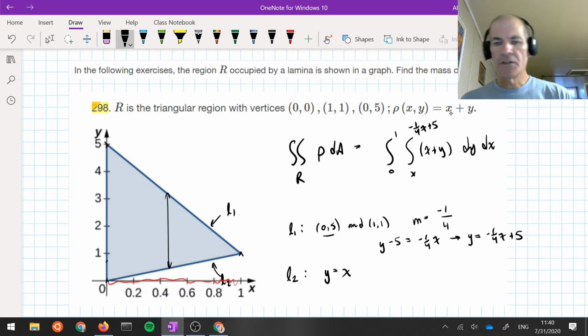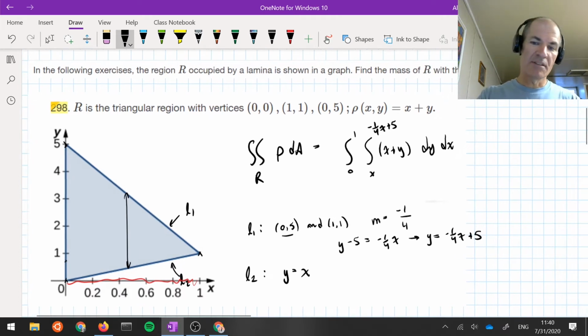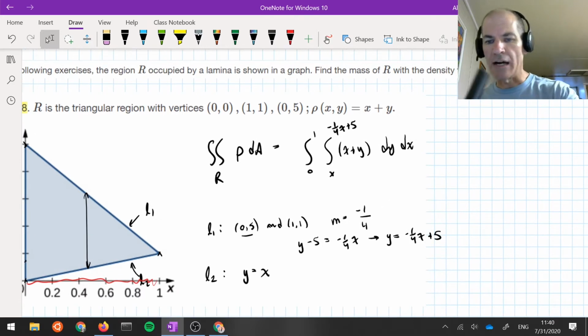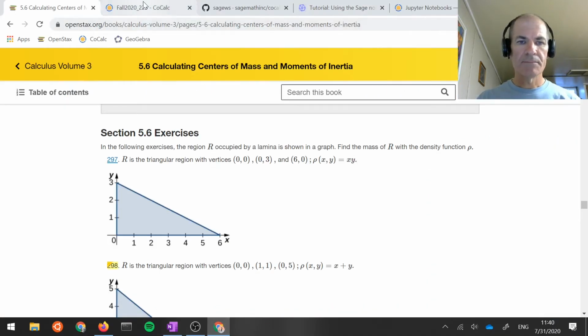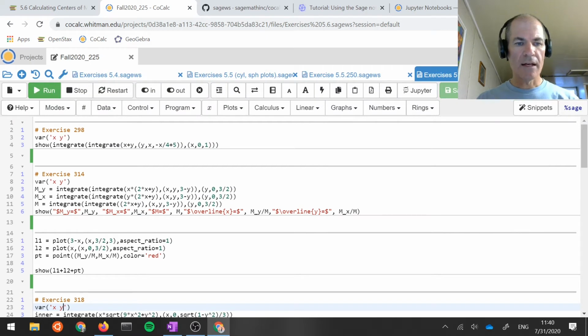This is an integral that you could do by hand, but it's actually still somewhat non-trivial, lots of fractions and calculations. So we'll jump over to Sage and do this integral electronically. So in exercise 298, I'm going to declare the two variables x and y. I'm just going to do the double integral all in one line as opposed to inner and outer. Here's the integrand, x plus y. We're integrating with respect to y first from x to minus 1/4 x plus 5, and then we're integrating with respect to x from 0 to 1.